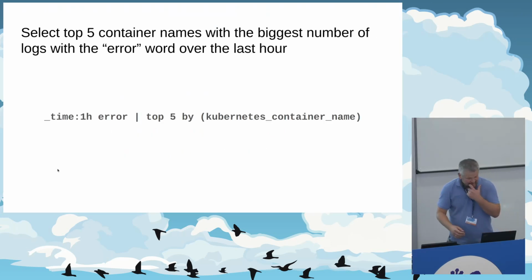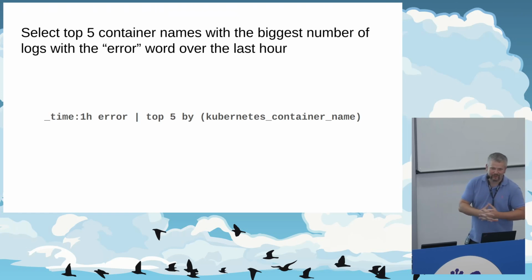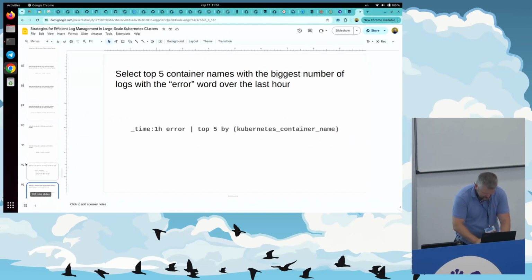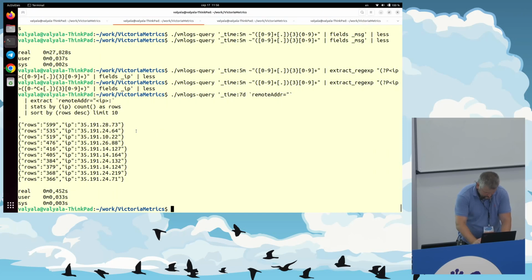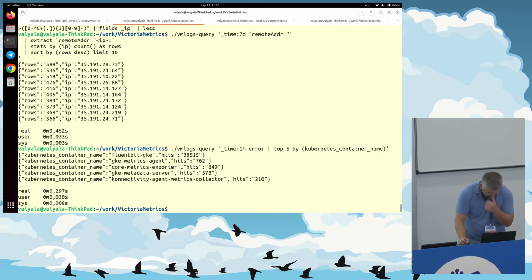More advanced functions. For instance, select the top 5 containers which generate the most logs with the error word for the last 5 minutes. This query will return you this information. Let's try executing this query. Yeah, it works. The fluent-bit GKE container generates the most error logs according to the stats.